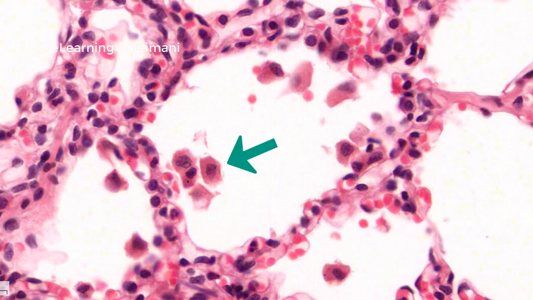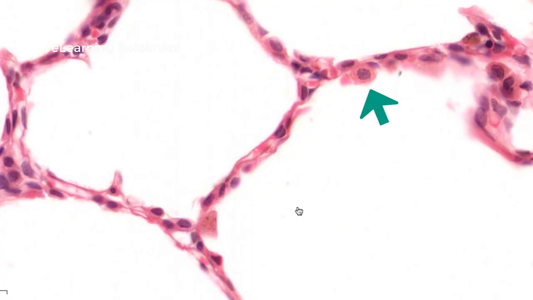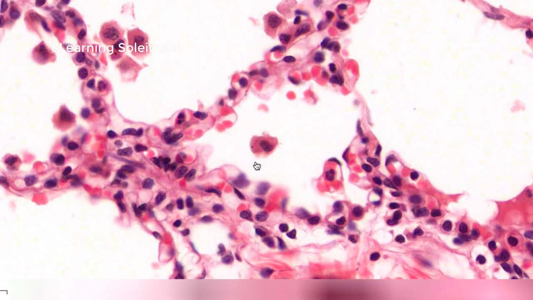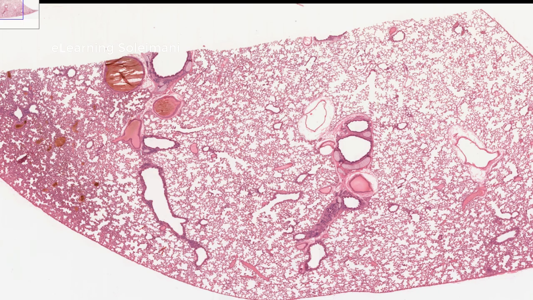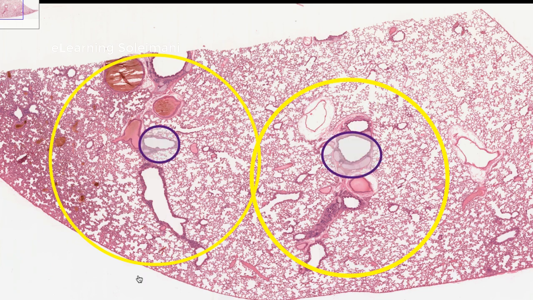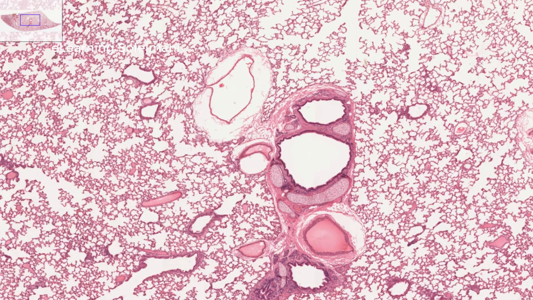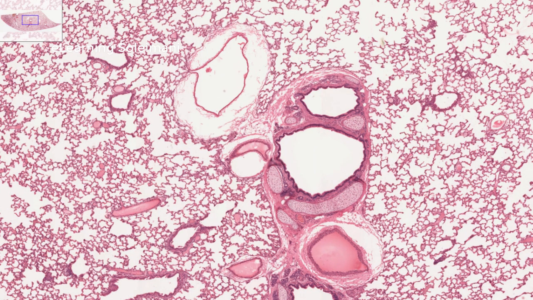In the lumen of some alveoli and in the wall of alveoli, you will see macrophages called alveolar phagocytes or dust cells. The lung is divided into lobules with the bronchioles at the center of each lobule. The blood supply is organized according to the lobule.